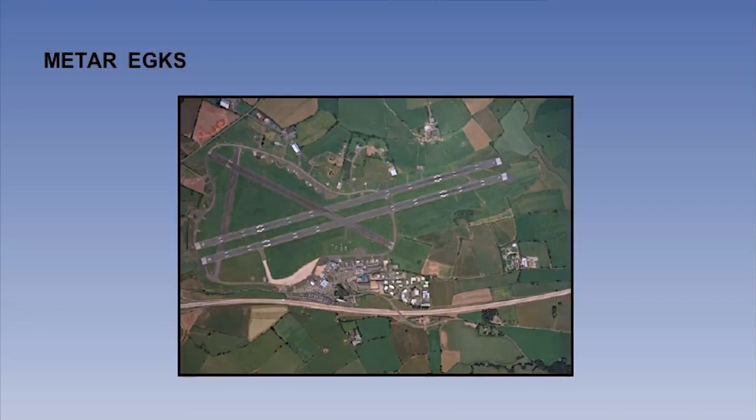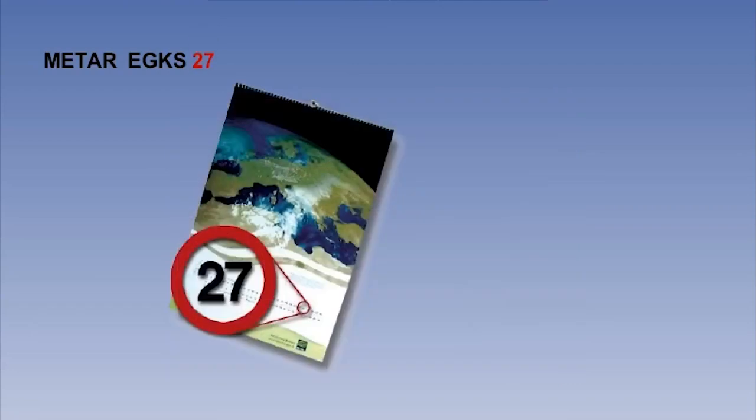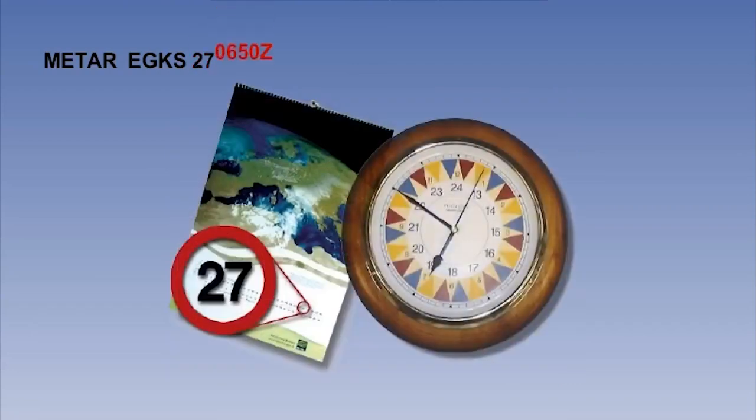The next group is the date and time of the observation. The first two numbers represent the date, followed by the time in UTC.